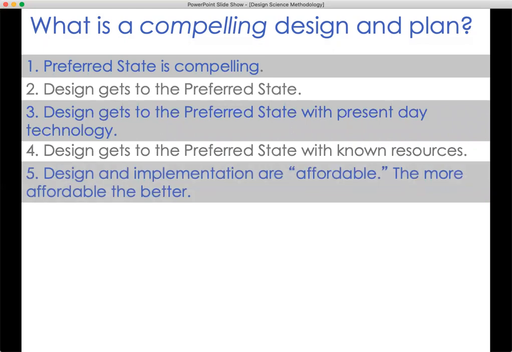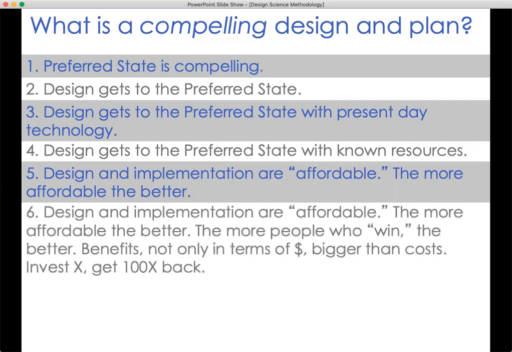I'll say more about affordable soon, but the more affordable, the better. The more people who win, the better. The benefits, not only in terms of dollars, are bigger than costs. You invest X, get 100 times that back. But affordable also needs to bear in mind that the current economic system is skewed towards making a profit, not making the world a better place.